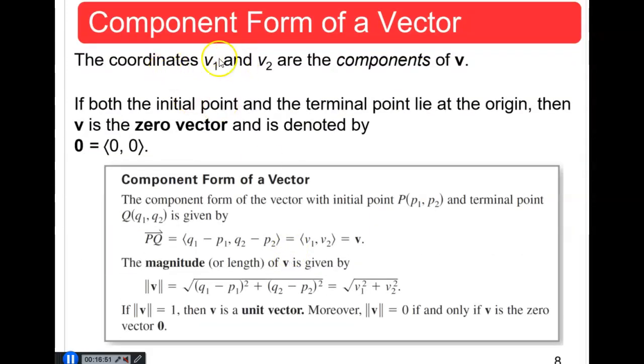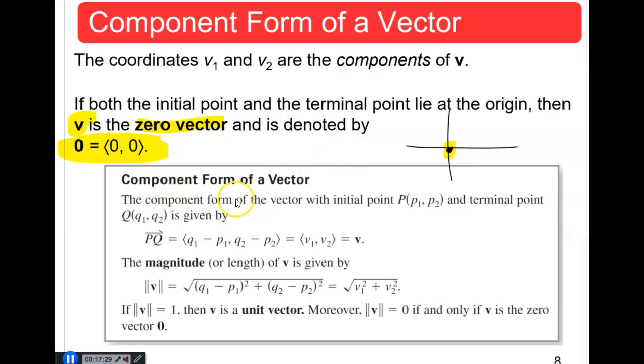So the coordinates v sub 1 and v sub 2 are the components of v, the horizontal and the vertical, in that order. If both the initial point and the terminal point lie at the origin, then v is the 0 vector. So it will be something with just a dot, because if it's in standard position, we know the initial point is there, and then it just happens that the terminal point is also there, so we call that the 0 vector, and that's how we will refer to it.